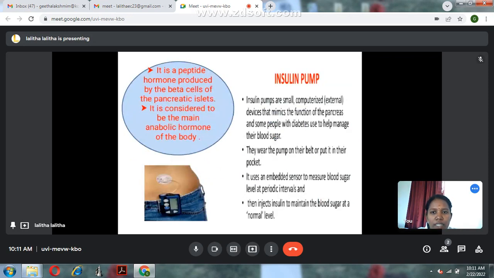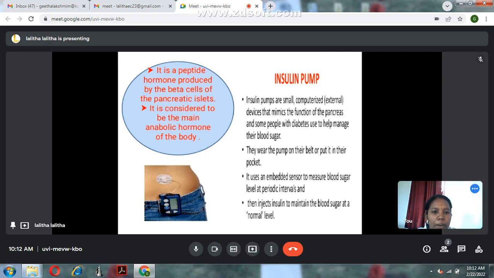Next, insulin pump. Insulin is a peptide hormone produced by the beta cells of the pancreatic islets. It is considered to be the main anabolic hormone of the body. Insulin pumps are small, computerized external devices that mimic the function of the pancreas, and some people with diabetes use them to help manage their blood sugar.